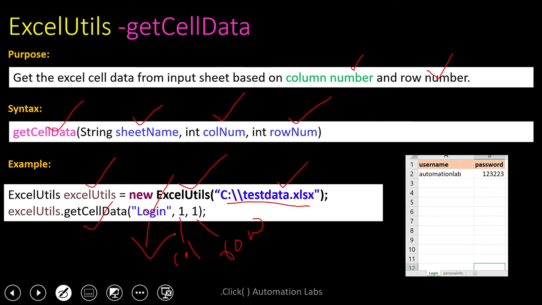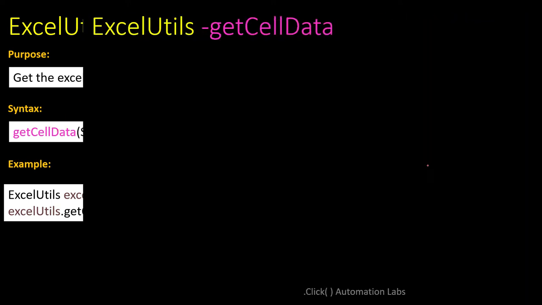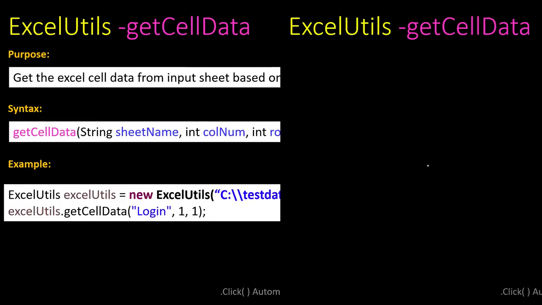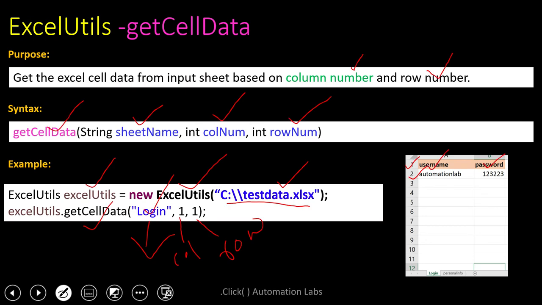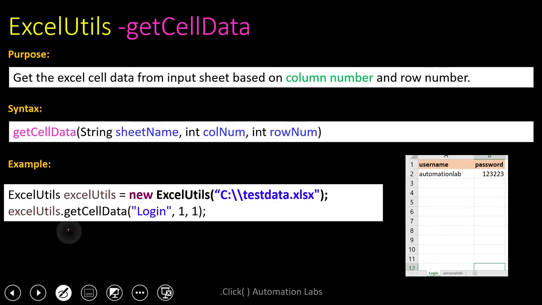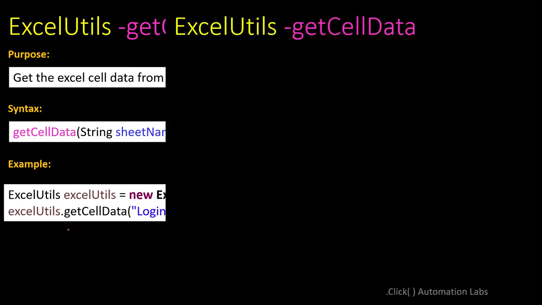If you look here, this is column 1, this is column 2, and this is row 1. This is row 1, this is row 2. So if you use this method, it will return the username data, meaning first row, first column. Got it? So this is how you can use this method.